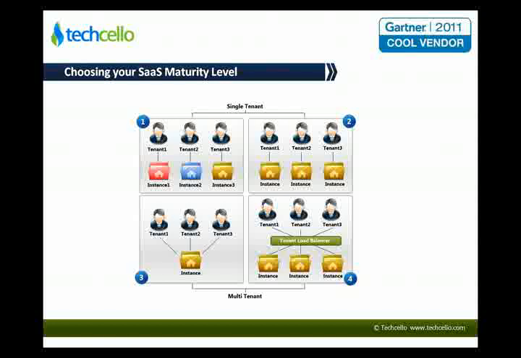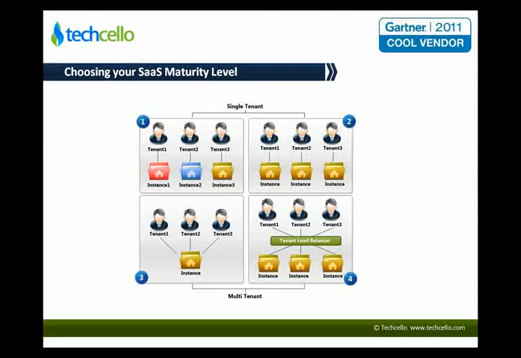So as you can see in the first two models, each of the tenants is hosted in their own logical instance. In the next two models, the third and fourth, multiple tenants are accessing the software via the same logical instance. So the first two are called the single tenant model, which is multi-instance, and the second two are called the multi-tenant model, which is single instance. Right? So there are variations within the single tenant itself, and there are variations within the multi-tenant model itself.